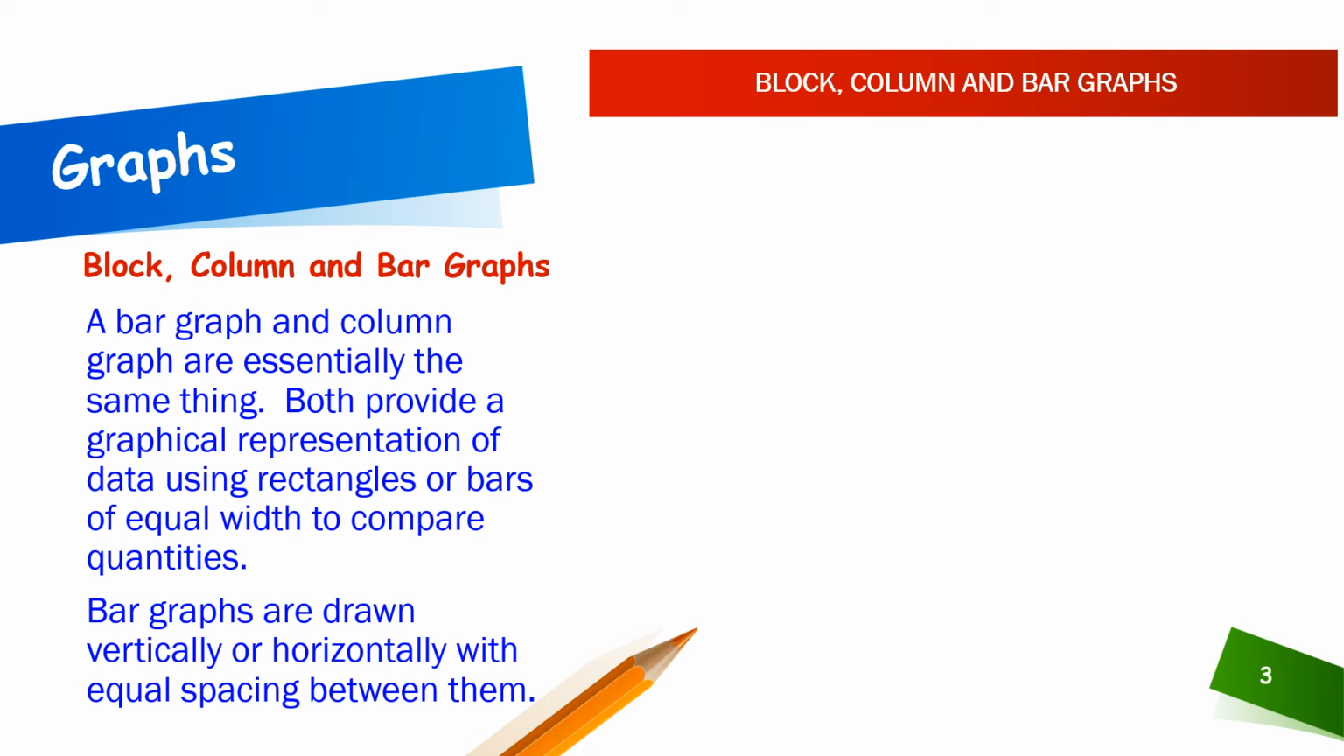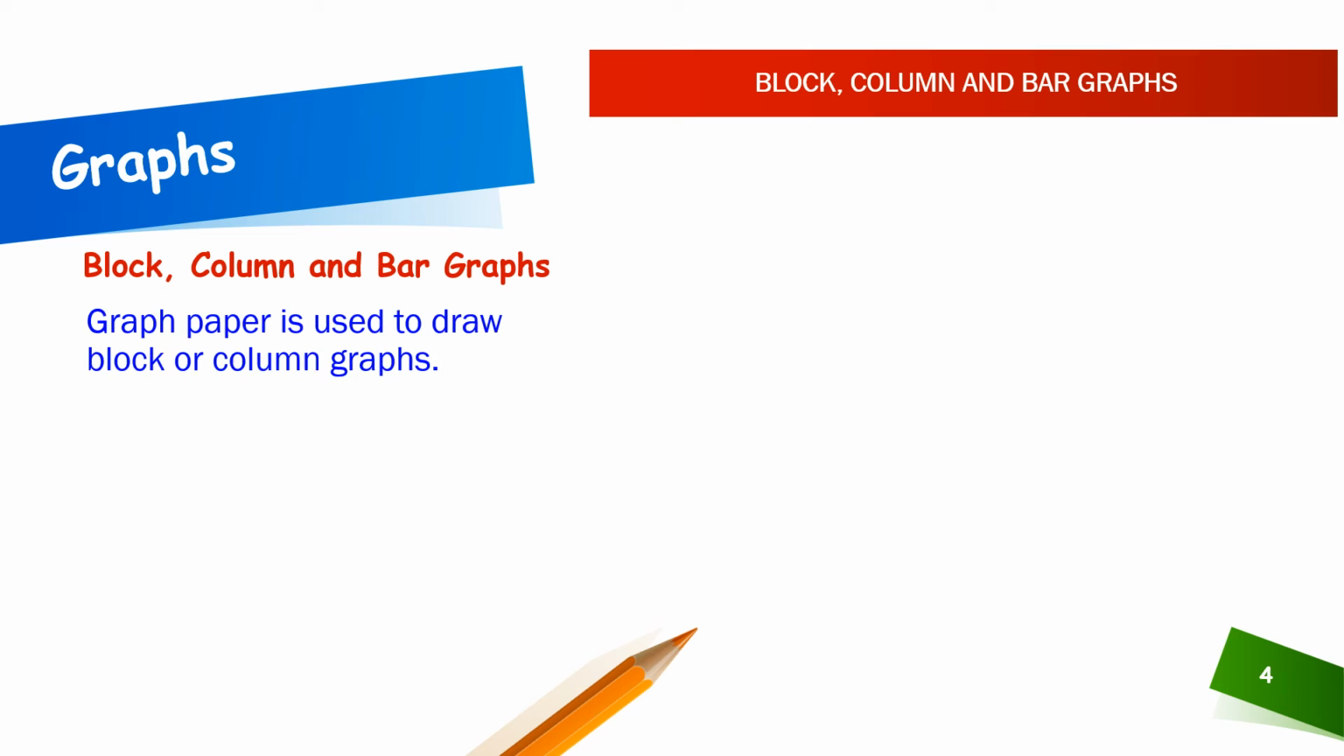A bar graph and column graph are essentially the same thing. Both provide a graphical representation of data using rectangles or bars of equal width to compare quantities. Bar graphs are drawn vertically or horizontally with equal spacing between them. Graph paper is used to draw block or column graphs.